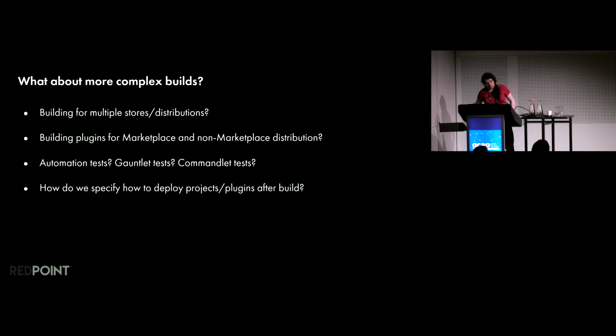All right. So what about more complex builds? We've seen some pretty simple examples. But what if we want to build for multiple stores or distributions? What if we want to build plugins for marketplace and non-marketplace distributions, which is something that I do? How do we tell it how to run our automation tests or gauntlet tests or commandlet tests on the build server? And how do we specify how to deploy projects and plugins after the build?